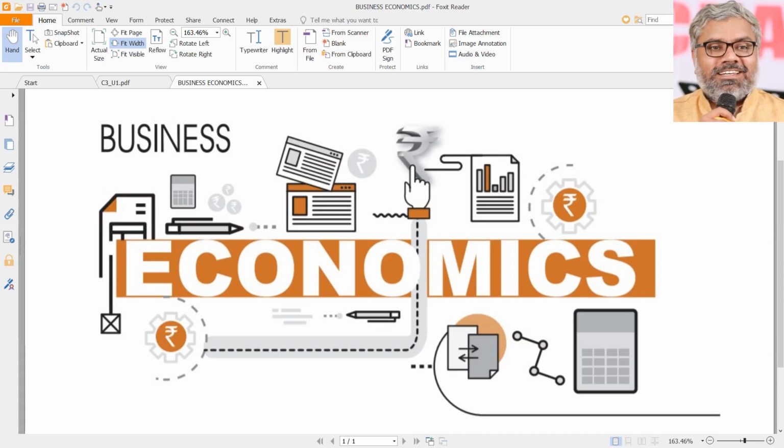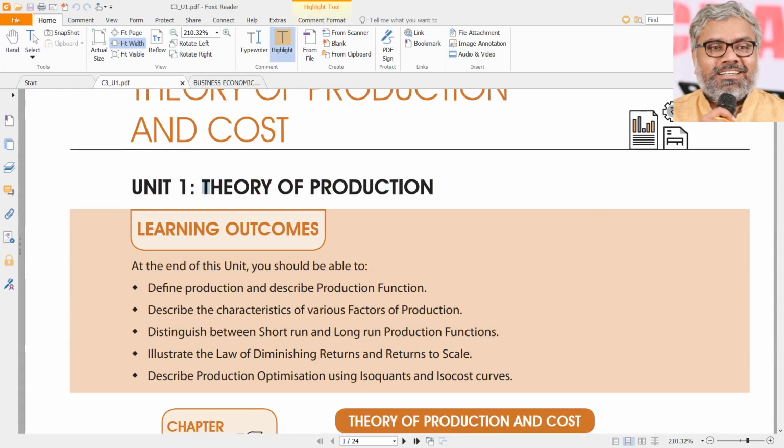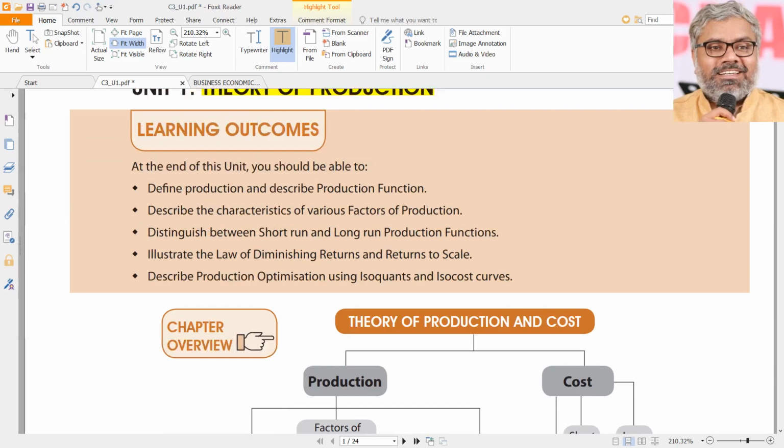After the completion of chapter 2, which consisted of the theory of demand, the theory of consumer behavior, and the theory of supply, let us move on to another very important technical chapter that is related to the theory of production and theory of cost. And this is divided into two units. First unit discusses the theory of production, and second unit will discuss the theory of cost, which we will come to later. But today let us focus on what is this theory of production.